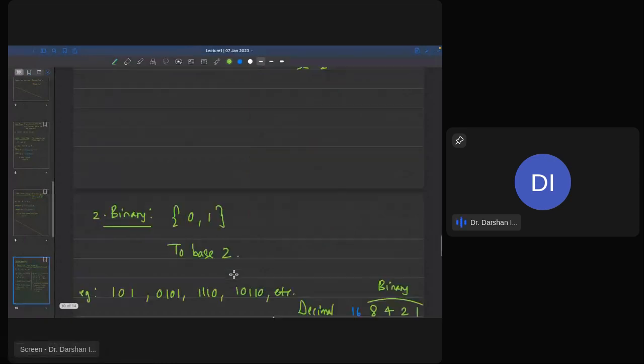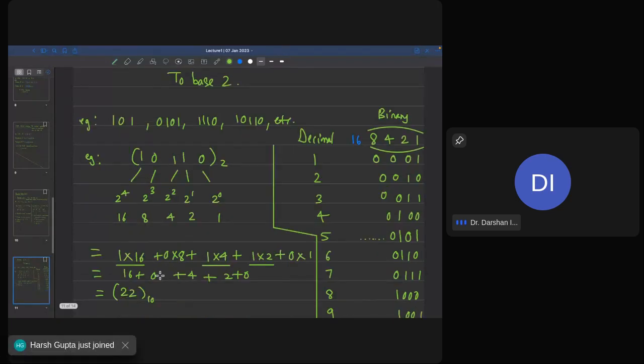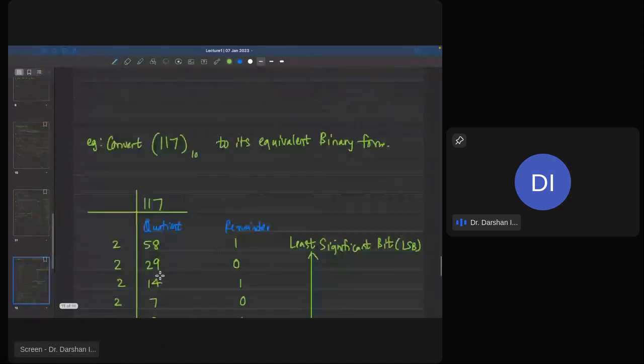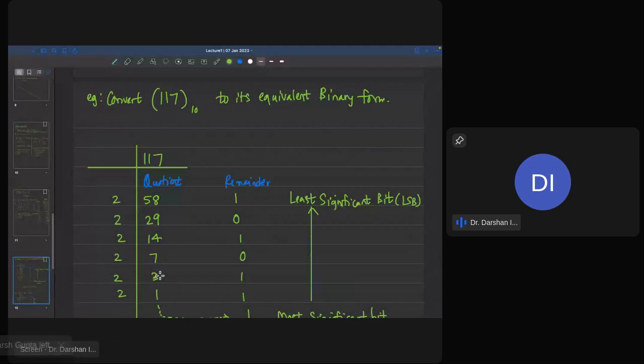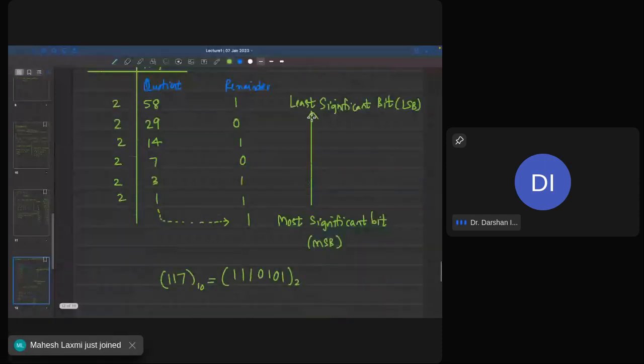Binary is to the base 2, and these are the only two digits. So it is obviously not 10 but 2 raised to 0, 2 raised to 1, 2 raised to 2. That's how we calculate it. I am expecting that you all have revised it. Another way to do it step by step is to keep continuously dividing by 2 and keep track of remainders. The one that you get at the last is the MSB. At the first, what you get is the LSB. Write down everything from MSB to LSB, and this is the conversion.